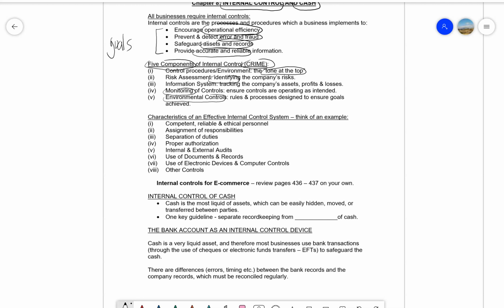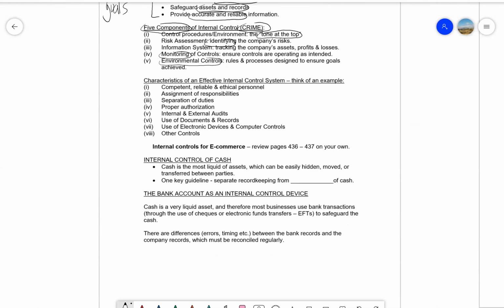The final thing I want to talk about with respect to internal controls is characteristics of an effective internal control system. So let's talk about examples of each of these characteristics. The first characteristic of an effective internal control system is that competent, reliable, and ethical personnel are hired in the company. One way of doing that is, for example, before an employee is hired, to do some reference checks, maybe do some testing to make sure that they're able to do the job. And the reference checks will make sure that they have a good ethical record.